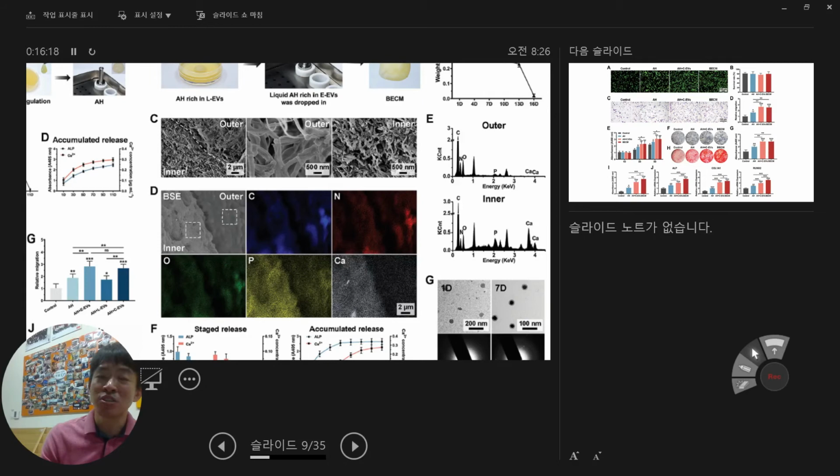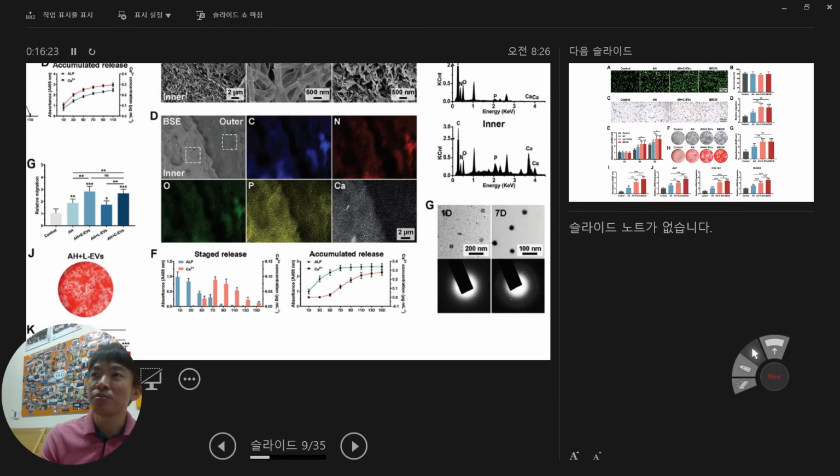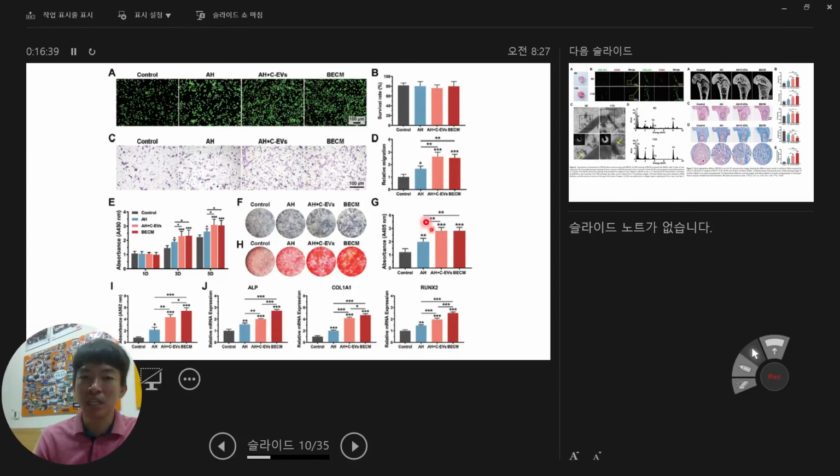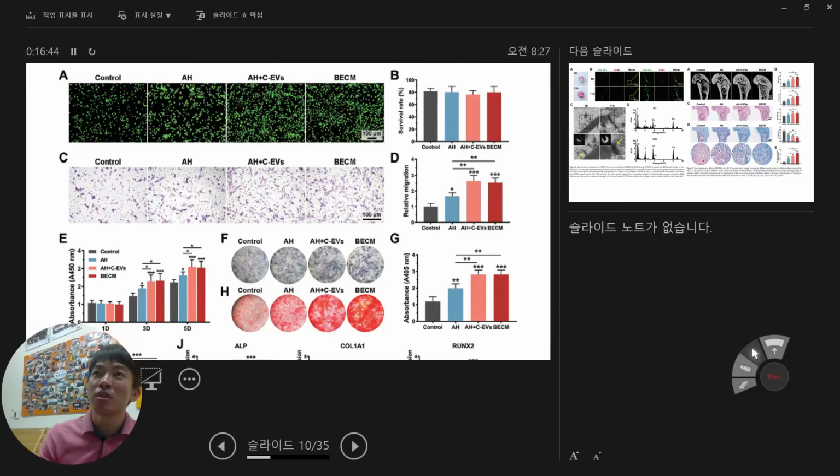Yeah. And then they also checked the ALP is as they designed. Early ALP activity increases, and the calcium is released later. This is also their confirmation of ALP and calcium. And the next step is they implant this one. First, they check them in vitro, how they incorporate, the cell viability is the same, and more migration occurs in this. This is their combination. And this is some sequential release of the EV, while this one is where they mix them together at the same time.